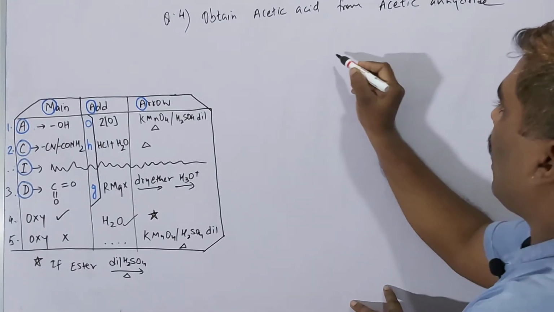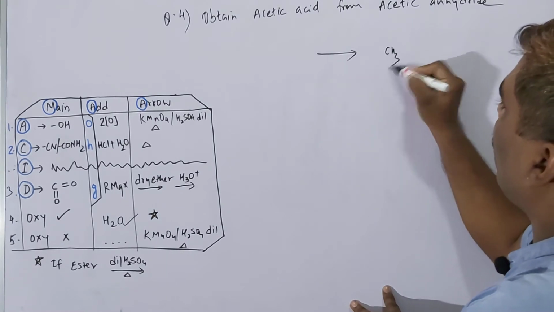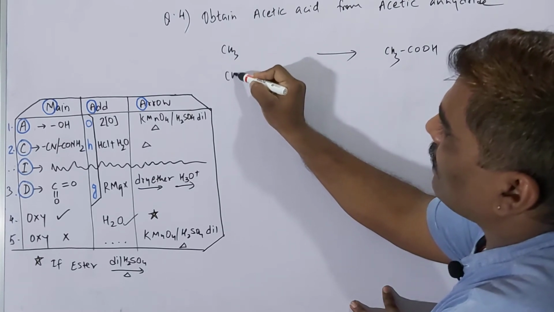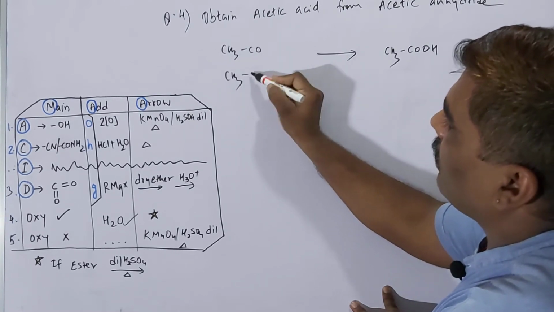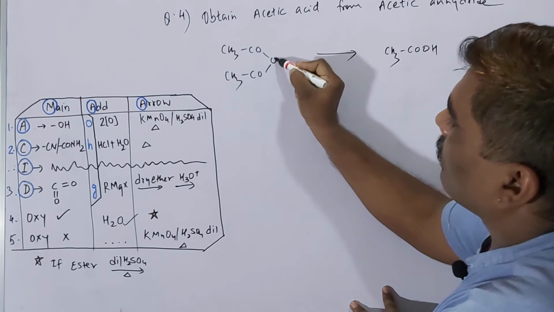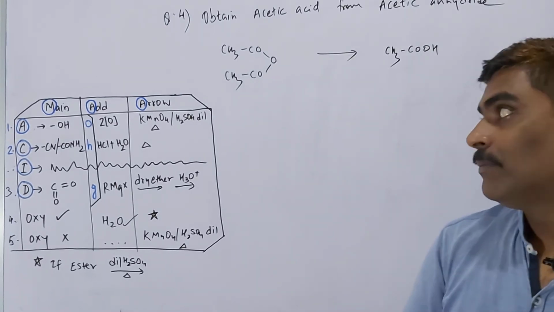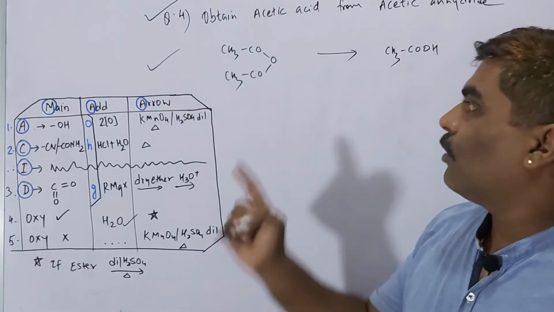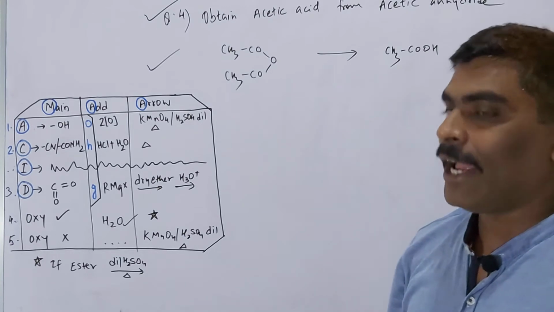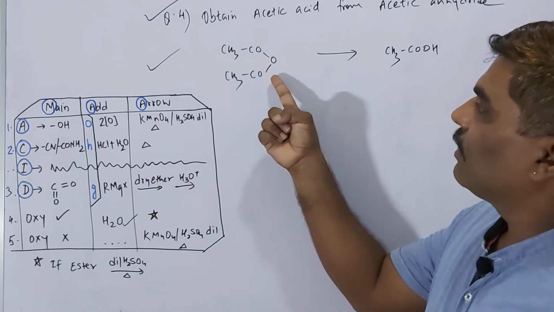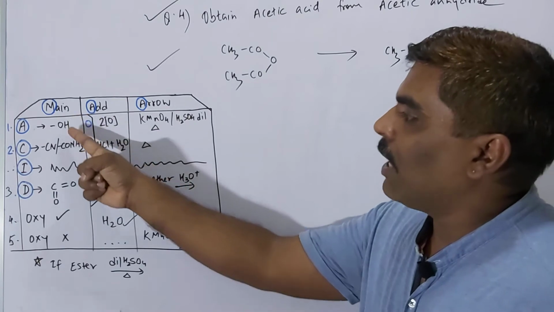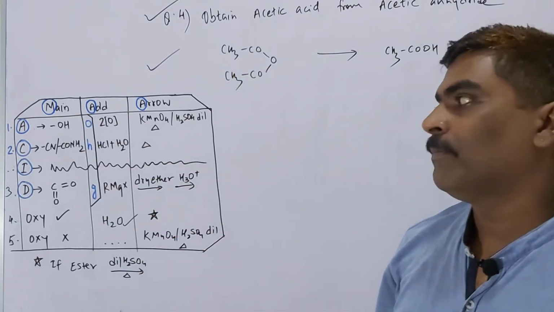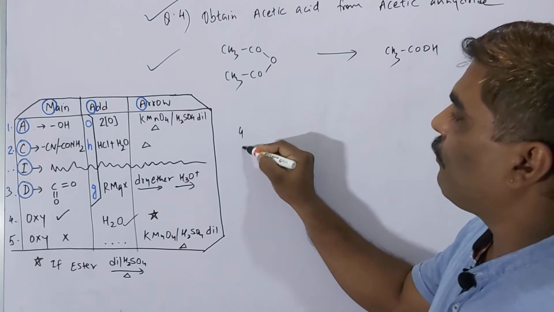Okay, now arrow. We want to prepare acetic acid. What is the formula of acetic anhydride? It is this. Now, after converting your question into this answer form, try to find out where this anhydride belongs. This does not belong to number 1, 2, 3. First 3 cancelled. Means now you have to go for number 4 and 5.